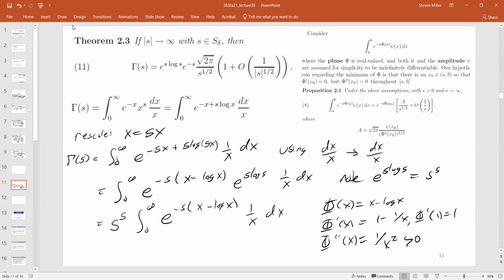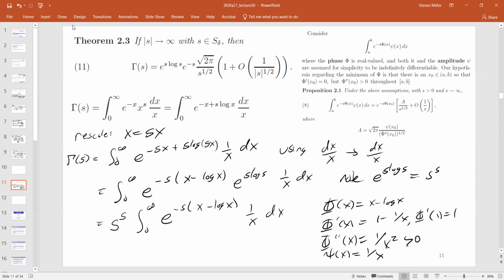The function c of x is just the function 1 over x. Now that function is not integrable. So you have to be a little bit careful, but it at least has some decay. And so we're going to be okay. And so now things are basically set up so that we can use the formulation of the theorem. Okay. Any questions about this?